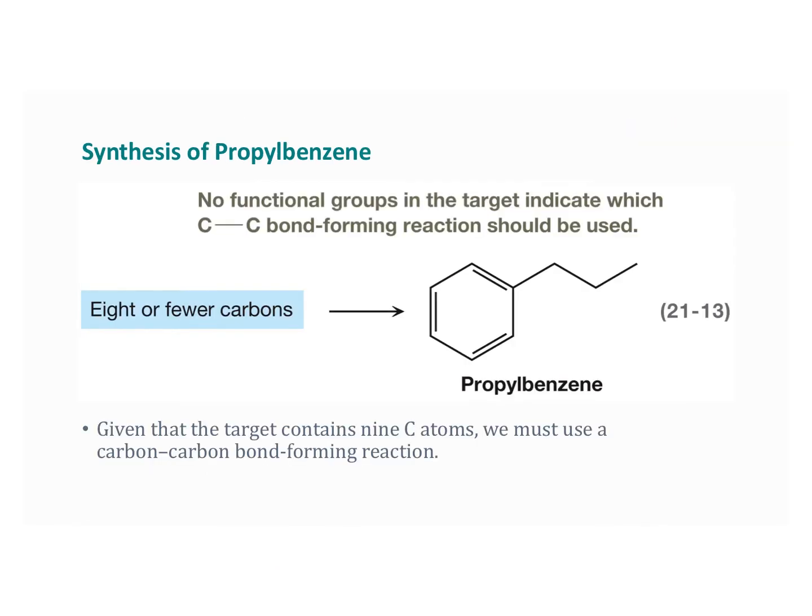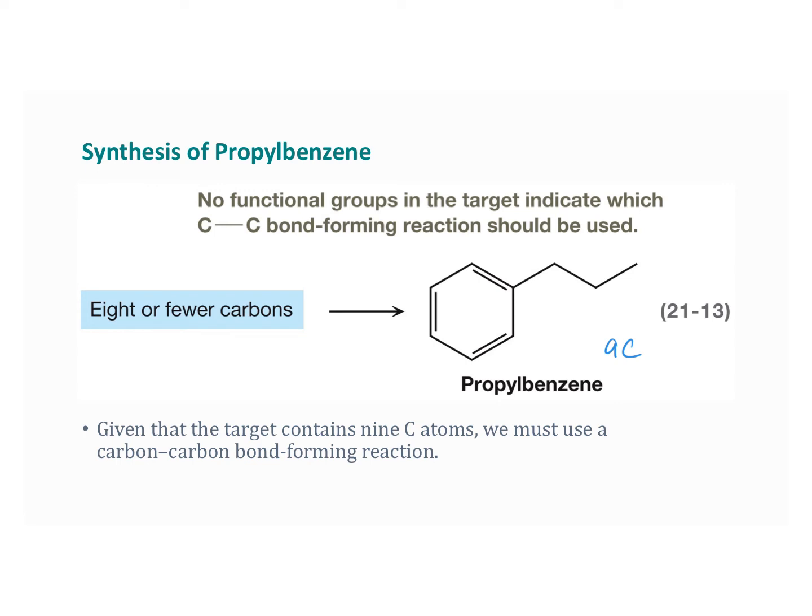So we have propylbenzene. We want to synthesize it. We notice there's no functional group in the target molecule where a carbon-carbon bond formation reaction should be used. But we notice we've got 6, 7, 8, 9. We've got 9 carbons in our product. So we have to use a carbon-carbon bond forming reaction, okay? And so because the backbone of the target has 9 carbons, we need to figure out what reaction we use to add carbons.